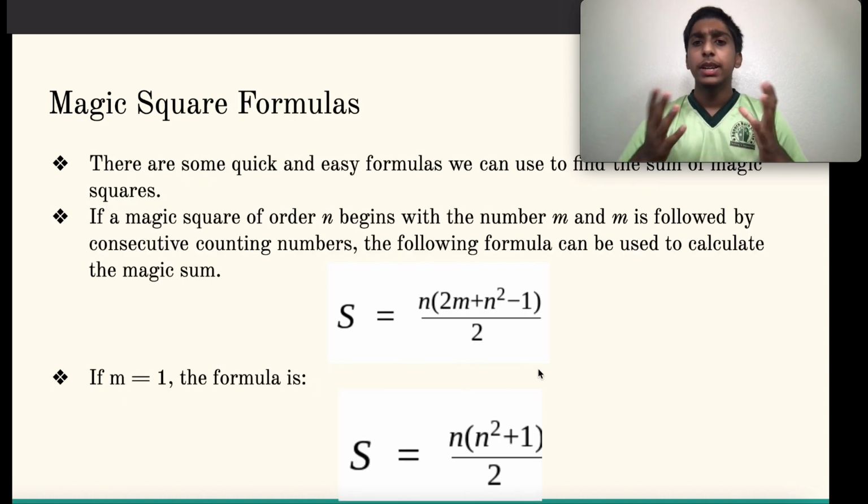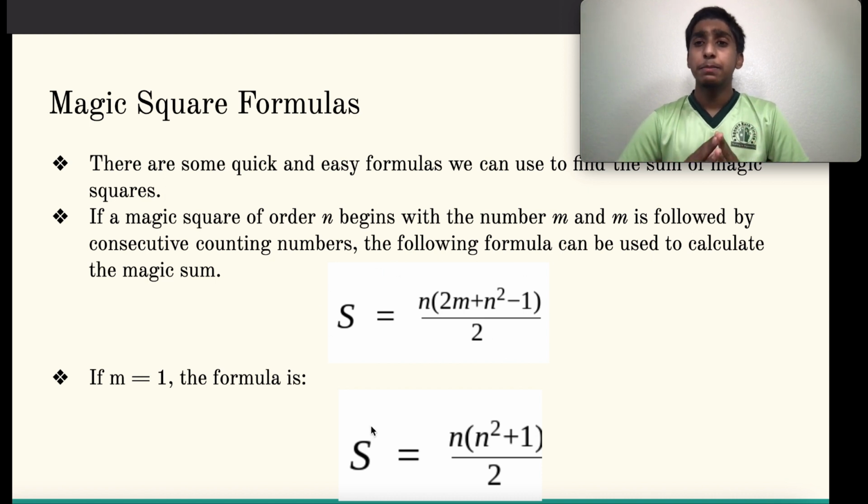So there are some quick and easy formulas we can use to find the sum of magic squares. If a magic square of order n, which means it has n rows and n columns, begins with the number m, and m is followed by consecutive counting numbers, the following formula can be used to calculate the magic sum: S is equal to n times (2m plus n squared minus 1), over 2. The formula is right here.